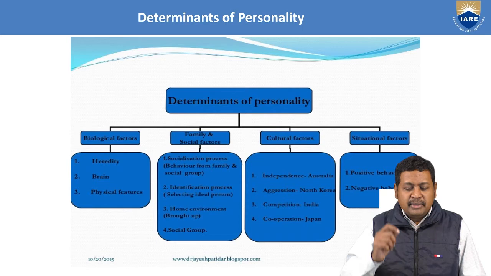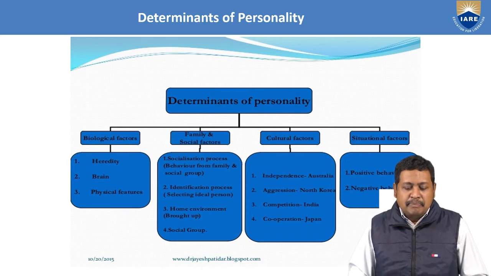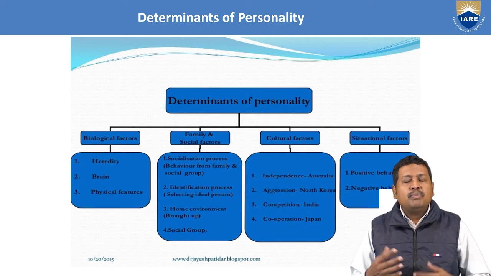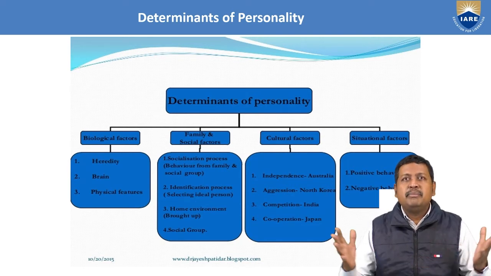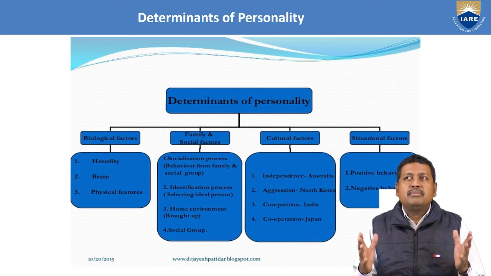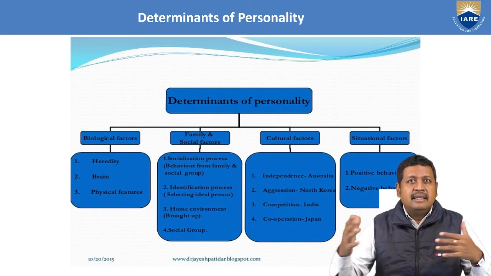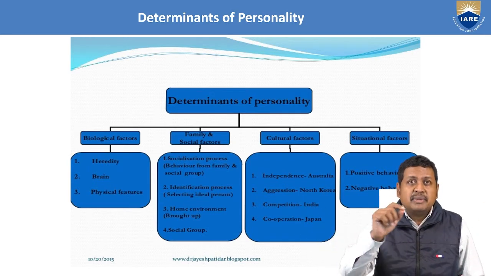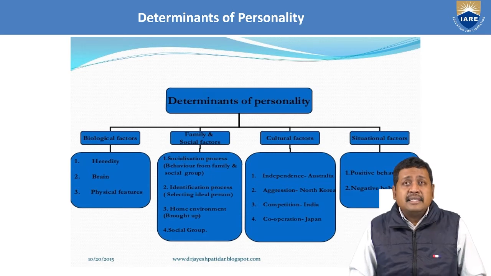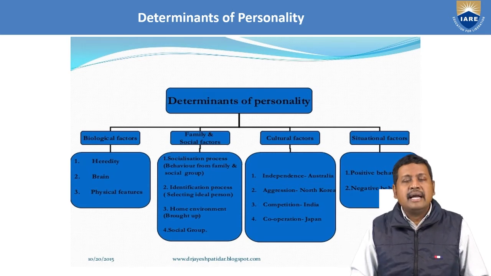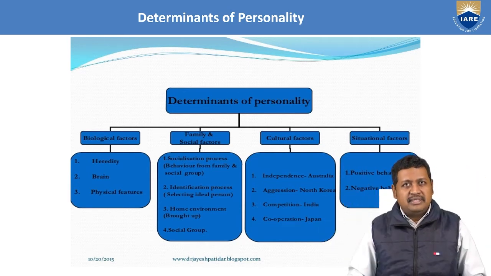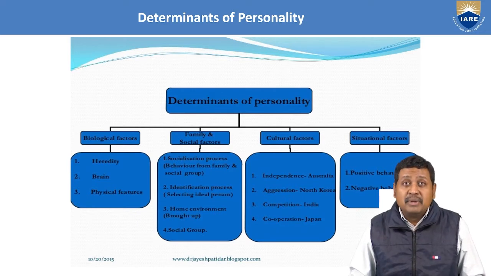That's about biological factors. Coming to the family and social factors: socialization process, behavior from family and social group. How well does this family mingle with others? How good are they in their interpersonal relationships, their people skills and public relations? That will determine the personality of the person. Identification process: selecting an ideal person, a role model, an icon, an exemplary person, because all of us have our ideal personalities, role models, icons, exemplary personalities.